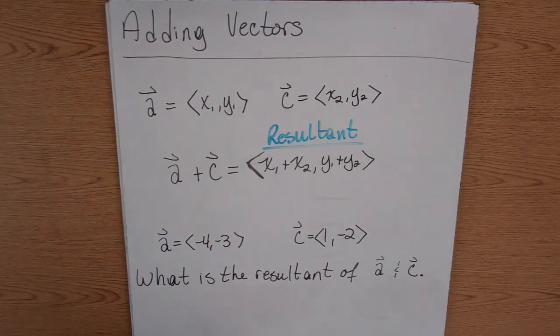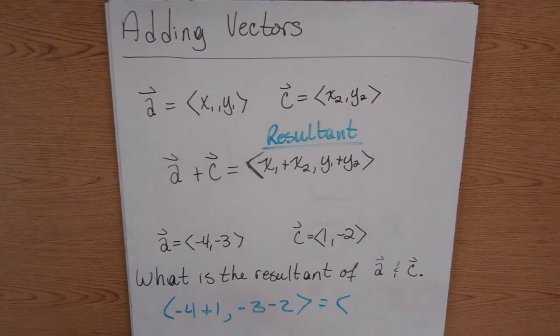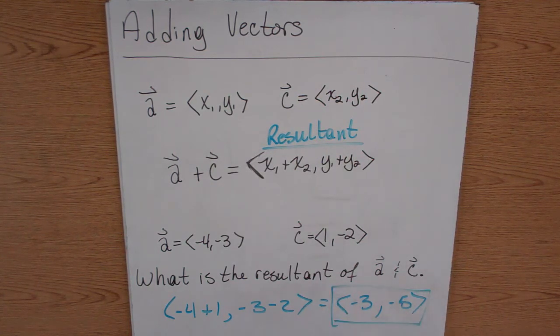So here we have A, which is negative 4, negative 3. Here we have vector C, which is 1, negative 2. What's the resultant of vector A and vector C? Well, you're simply going to go negative 4 plus 1, comma, negative 3 plus a negative, so minus 2. Do the math, and that's your resultant vector. Negative 4 plus 1, well, that's negative 3. Negative 3 minus 2, well, that's negative 5. That is the resultant. You simply add the x's, add the y's. It is really that simple.